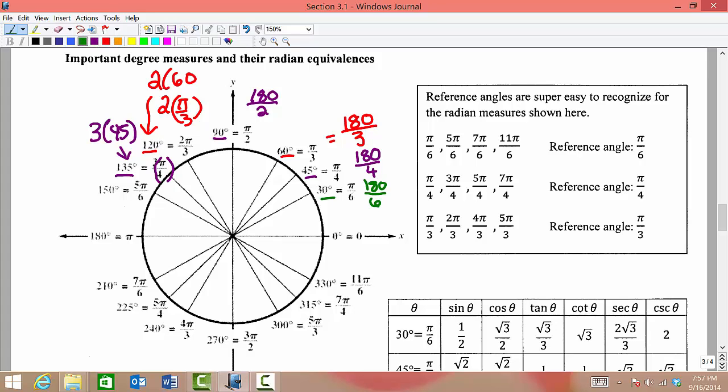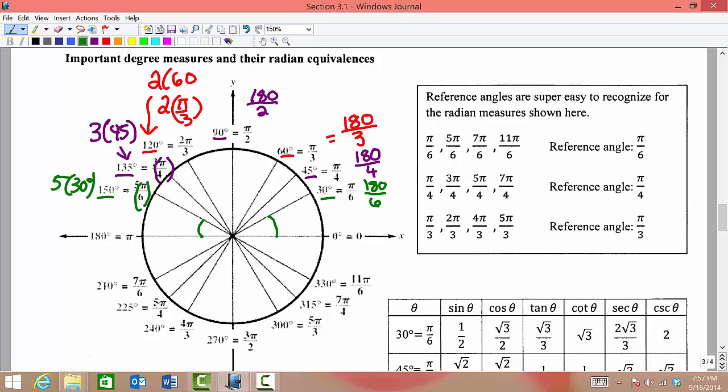5 pi over 6, that would be 5 times pi over 6. Pi over 6 is 30 degrees, so that's 5 times 30 degrees, which gives us 150. Now, one thing that we will notice is that it's really easy to work with the reference angle families when we are written in radians.